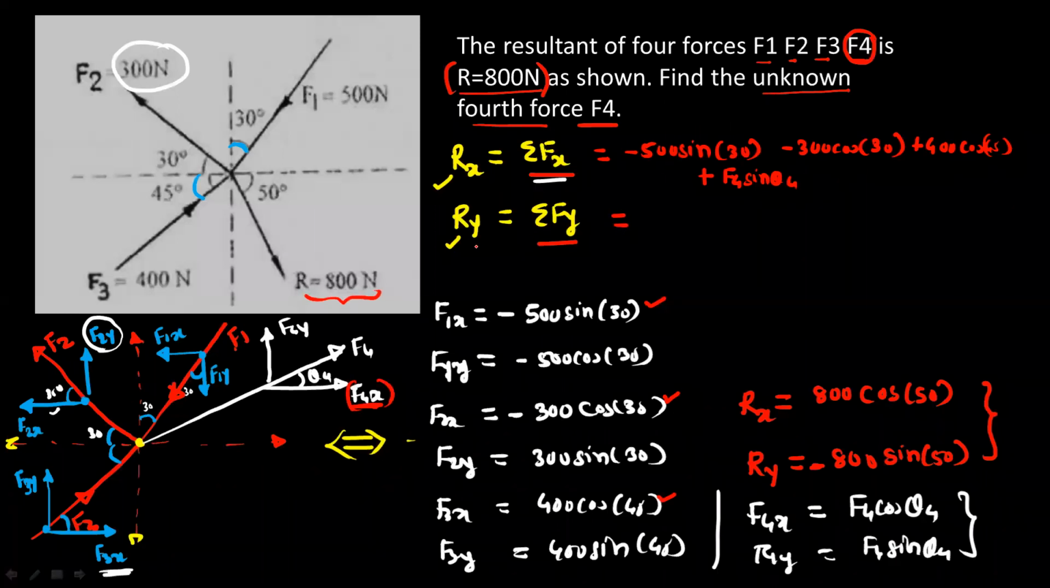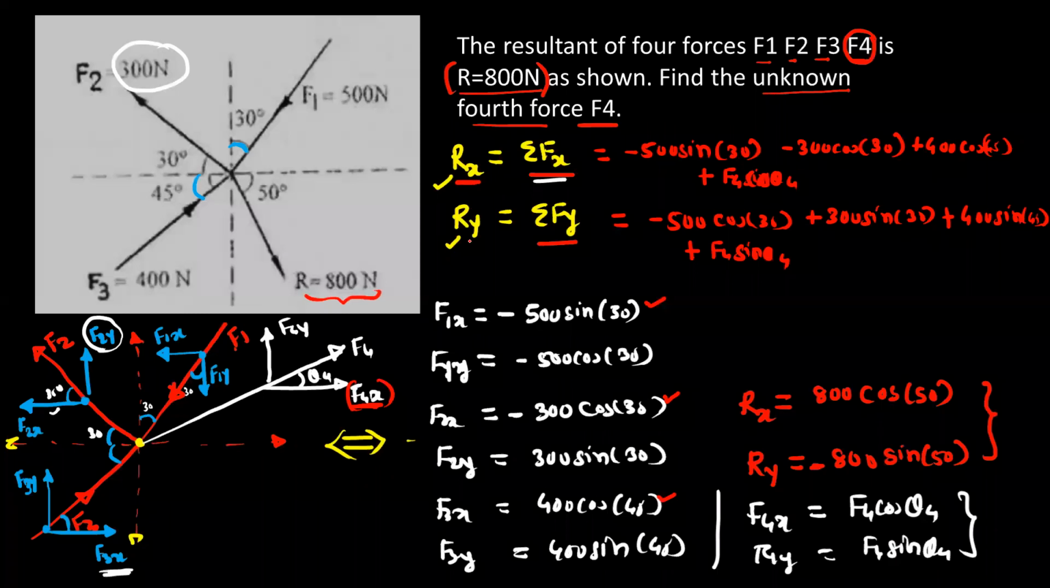Then similarly write the Ry, which is summation Fy. So it is equal to minus 500 cos 30, then plus 300 sin 30 plus 400 sin 45 and plus F4, sorry, this is F4 cos theta 4 and F4 sin theta 4. Okay.